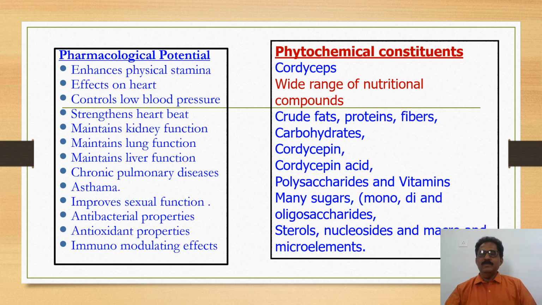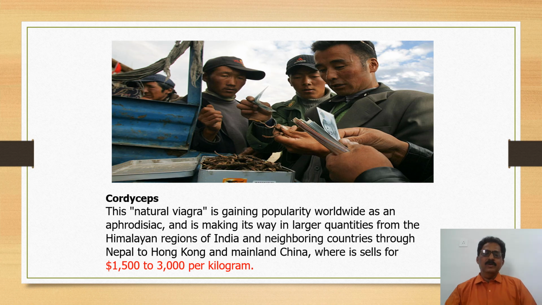importance of this cordyceps. This cordyceps, which is smuggled from one country to another, is popularly called the natural Viagra. It is gaining popularity worldwide as an aphrodisiac and is making its way in large quantities from the Himalayan region of India and neighboring countries, through Nepal to Hong Kong and mainland China, where it sells for $1,500 to $3,000 per kilogram. Therefore, the demand for this cordyceps is very high in the cold countries of the world.